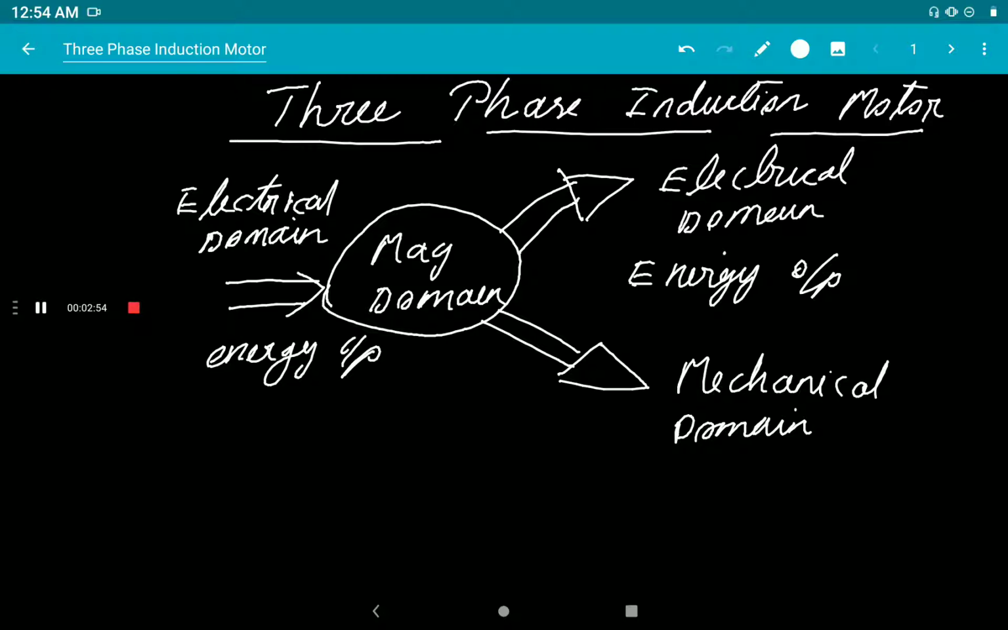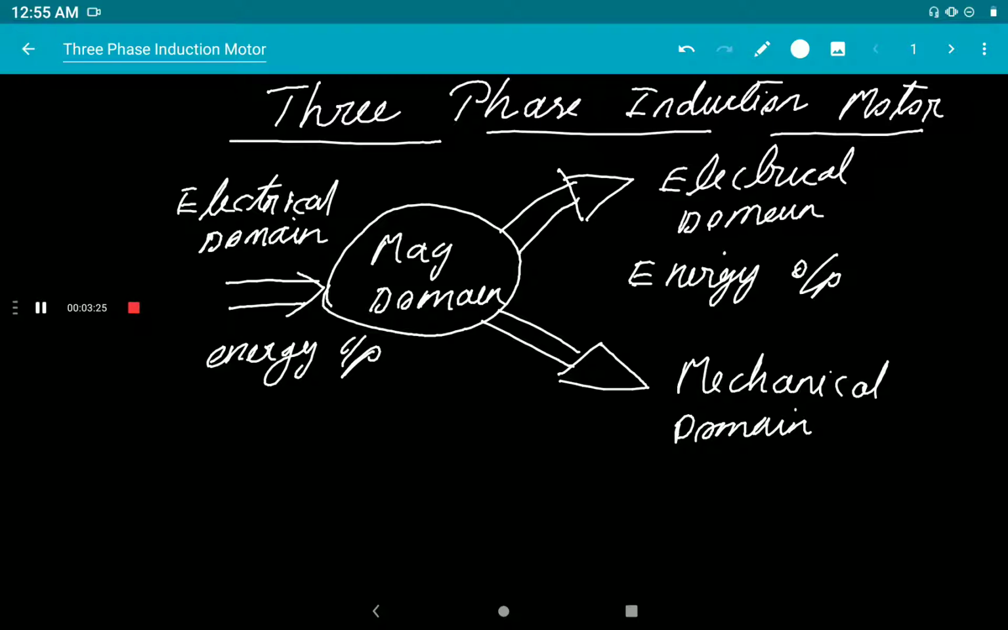So we can say induction motors are like a three-phase transformer, a three-phase induction motor. 70 to 80% of prime movers are induction motors. We have studied the DC generator. It requires a prime mover to start working, because to give the mechanical energy to the DC generator we need a prime mover. So 70 to 80% of the prime movers are induction motors.